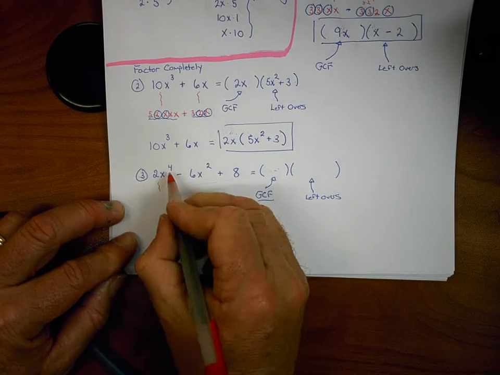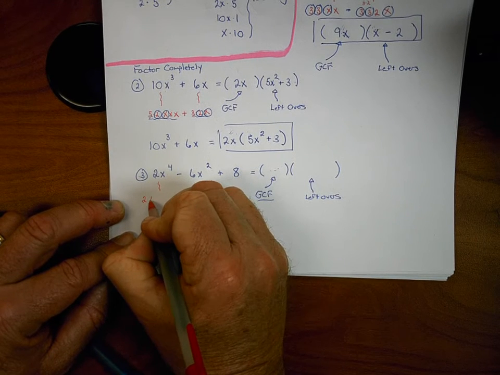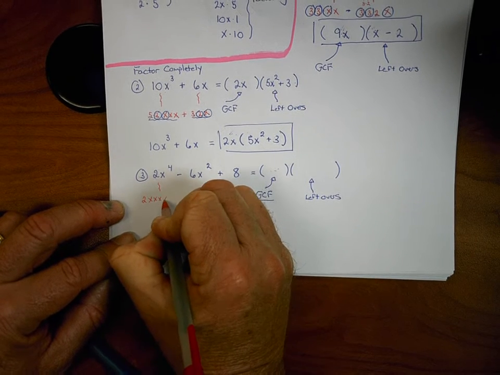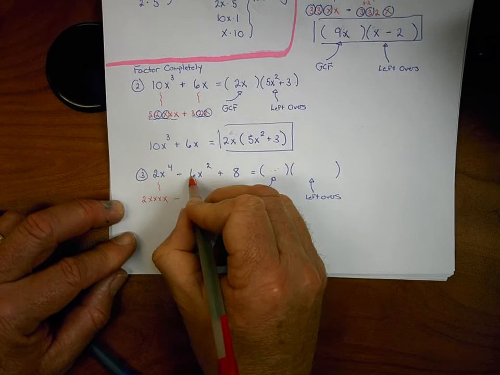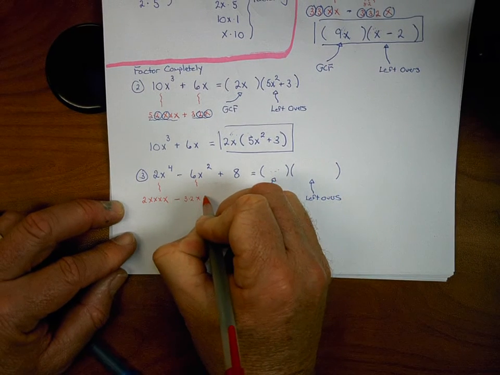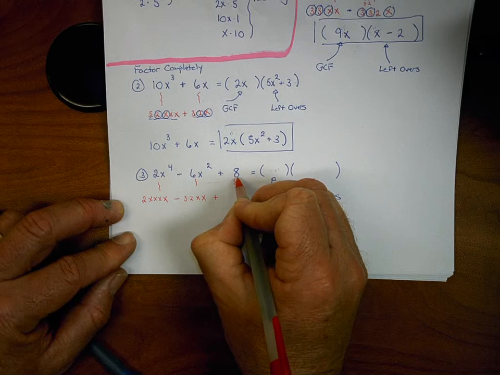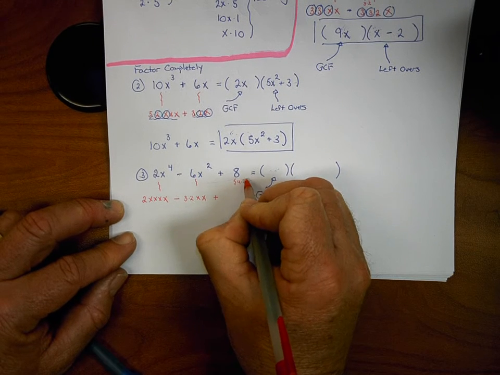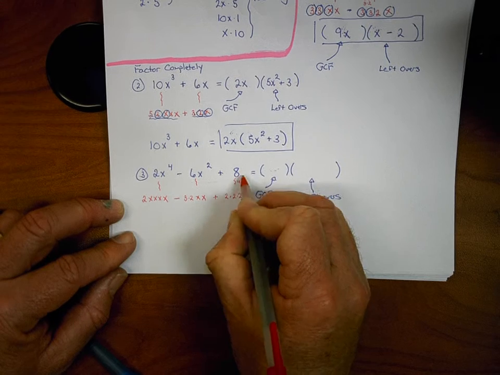So 2x to the 4th is, if we wrote that out as prime factors, it's 2 and then x, x, x, x, minus. If I write out the factors of 6x squared, that would be 3 times 2 and then x, x, plus. If I wrote out the factors of 8, 8 is 4 times 2, but 4 is 2 times 2, so that would be 2 times 2 times 2. No x's, there's no variables here.